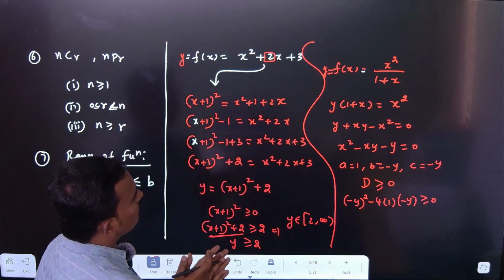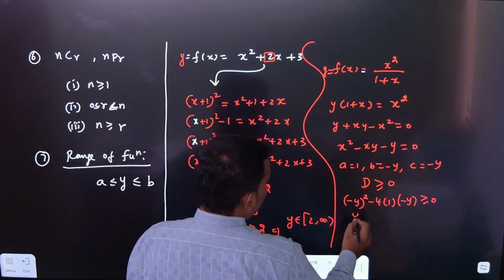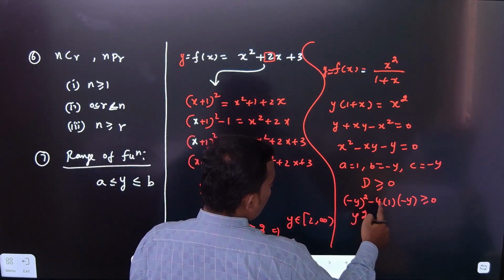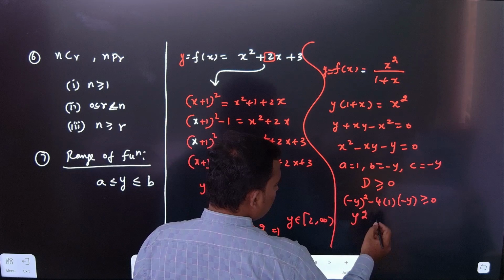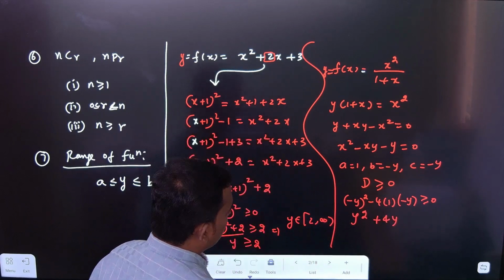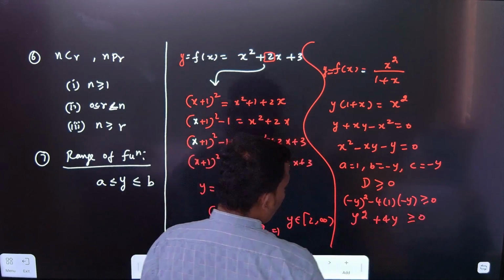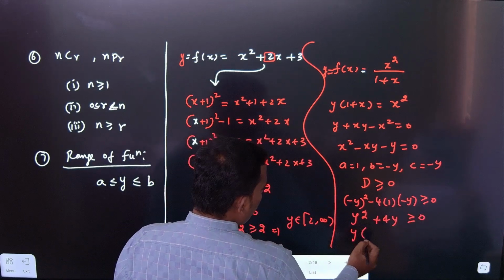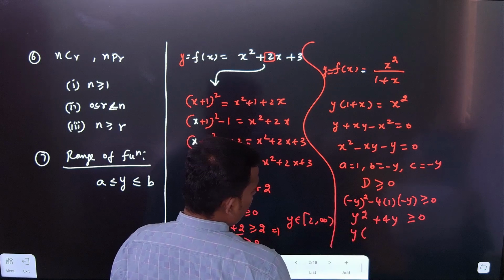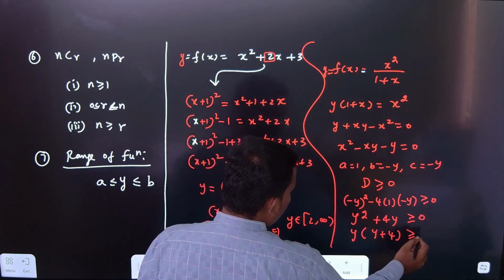Clear? So any doubt is there? Yes. So y square, so you can see minus into minus plus 4y, correct? 4y is greater than 0. So you can take y common. So is it correct? Plus 4y. If you take y common, y plus 4 is greater than 0.